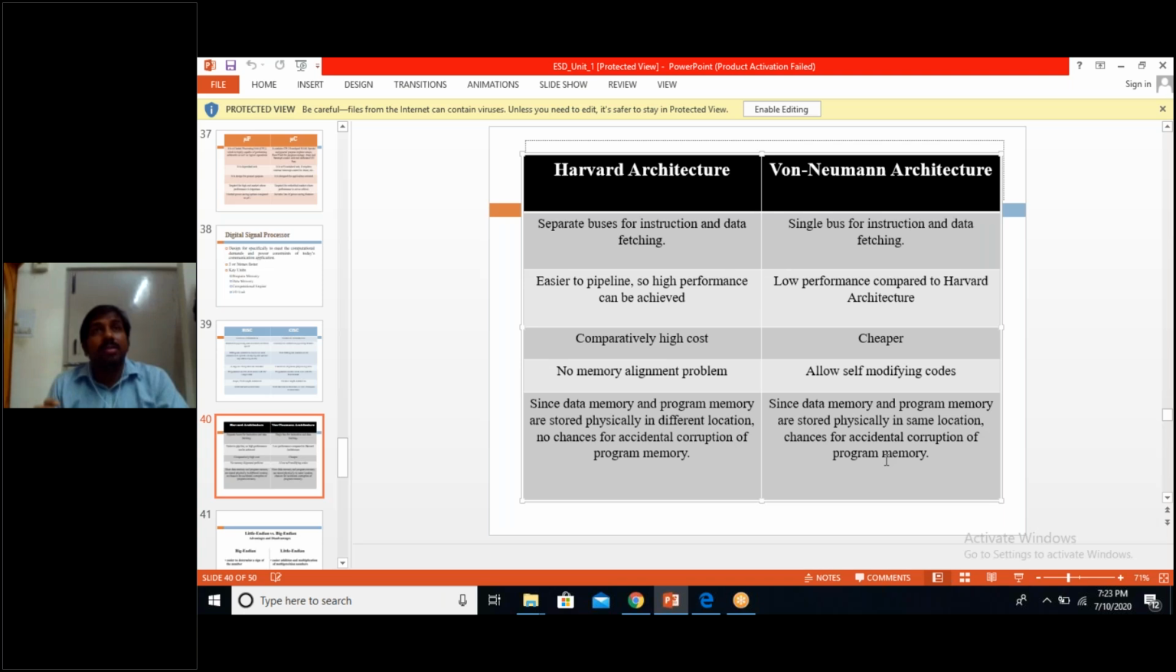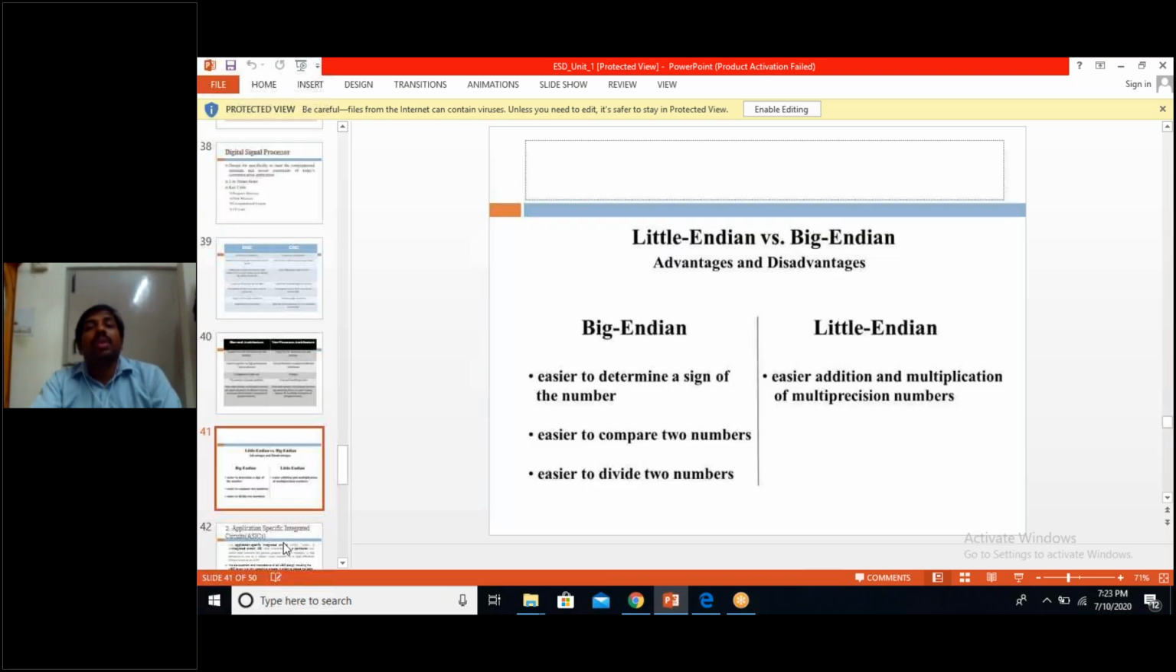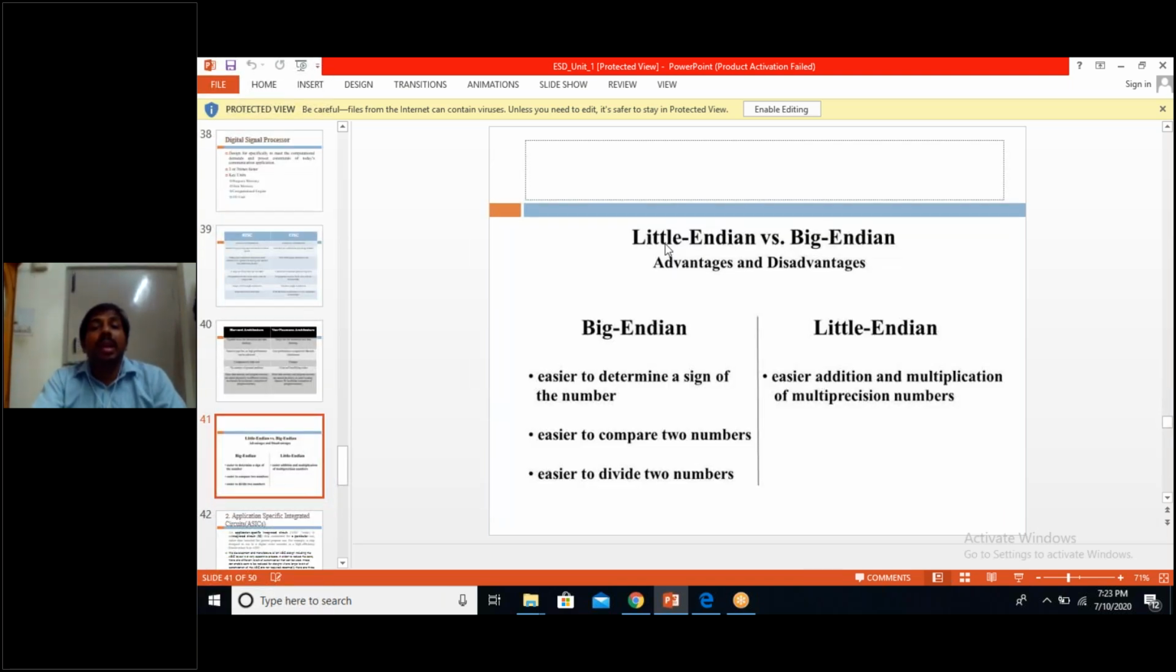So your processor is categorized based upon the architecture as von Neumann or Harvard, and based on this they are classified into RISC and CISC. One more classification of processors is Little Endian and Big Endian. Big Endian means it is easier to determine the sign of the number, easier to compare two numbers, and easier to divide two numbers. Whereas in Little Endian, addition and multiplication of multi-precision numbers is easier.